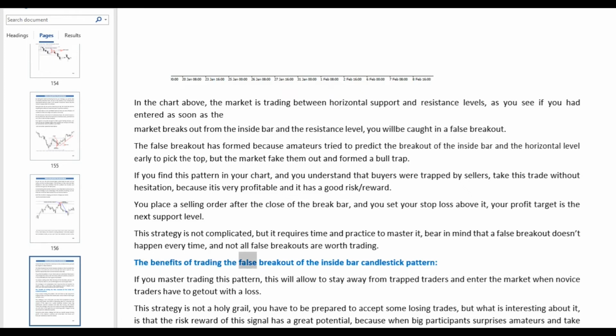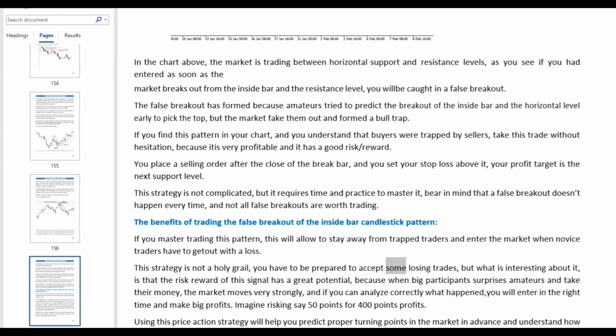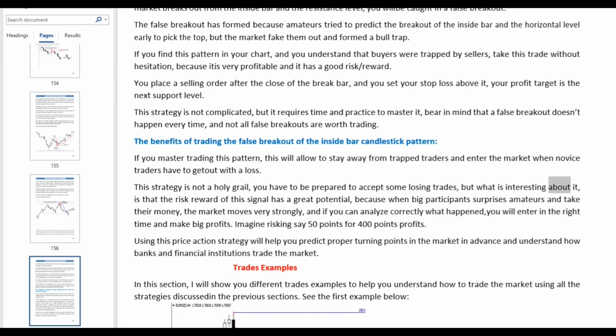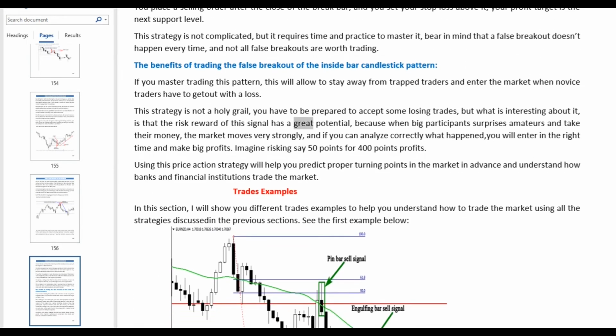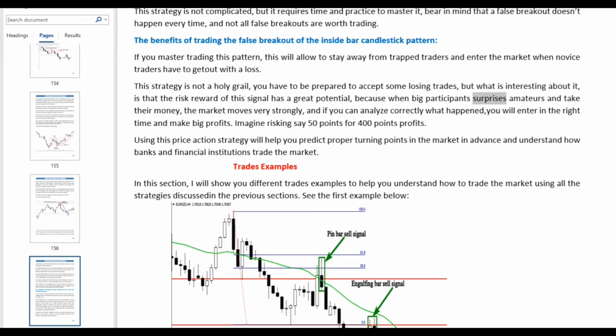The benefits of trading the false breakout of the inside bar candlestick pattern. If you master trading this pattern, this will allow you to stay away from trapped traders and enter the market when novice traders have to get out with a loss. This strategy is not a holy grail. You have to be prepared to accept some losing trades, but what is interesting about it is that the risk-reward of this signal has a great potential, because when big participants surprise amateurs and take their money, the market moves very strongly, and if you can analyze correctly what happened, you will enter at the right time and make big profits. Imagine risking, say, 50 points for 400 points profit.